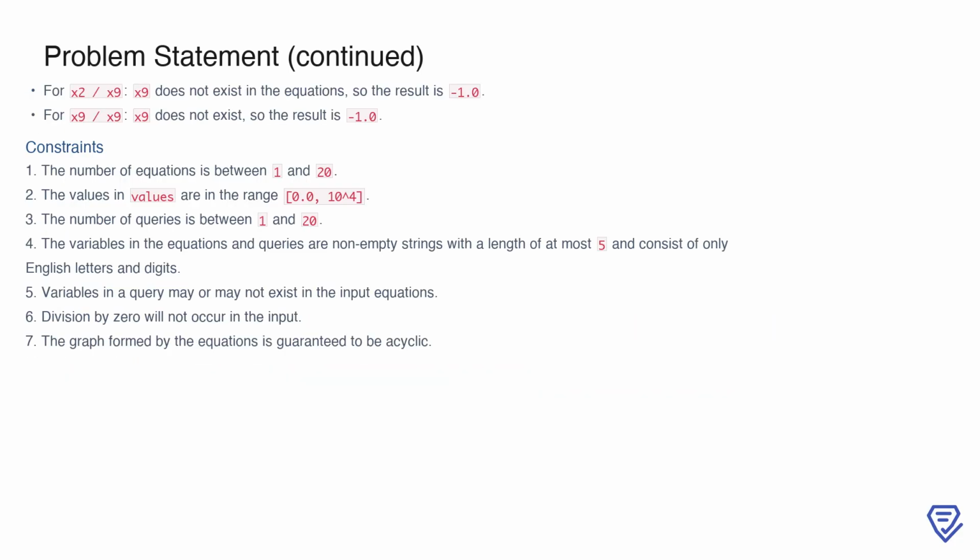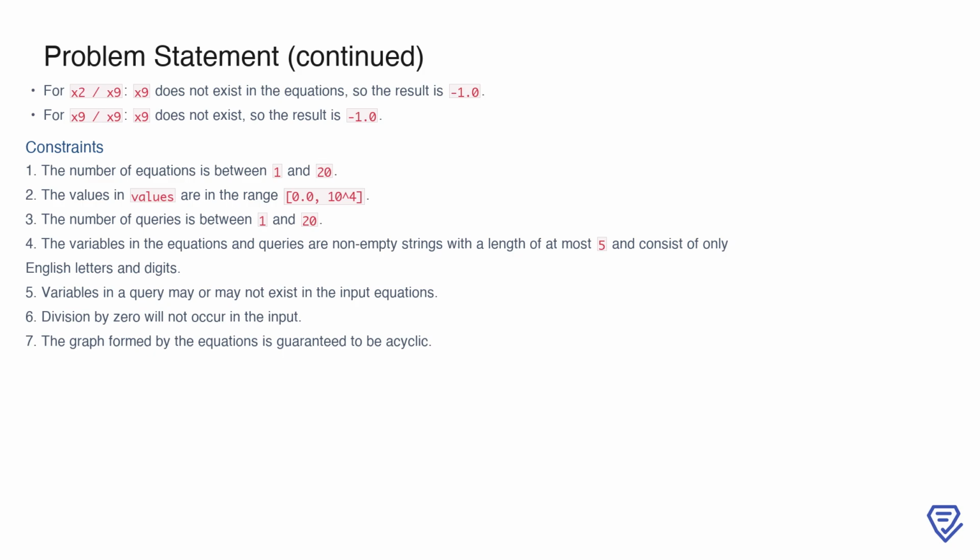For the remaining queries, x2/x9 and x9/x9, we notice that x9 does not exist in the equations. When a variable is not part of the given data, the result for its division is -1.0. This applies to both x2/x9 and x9/x9.